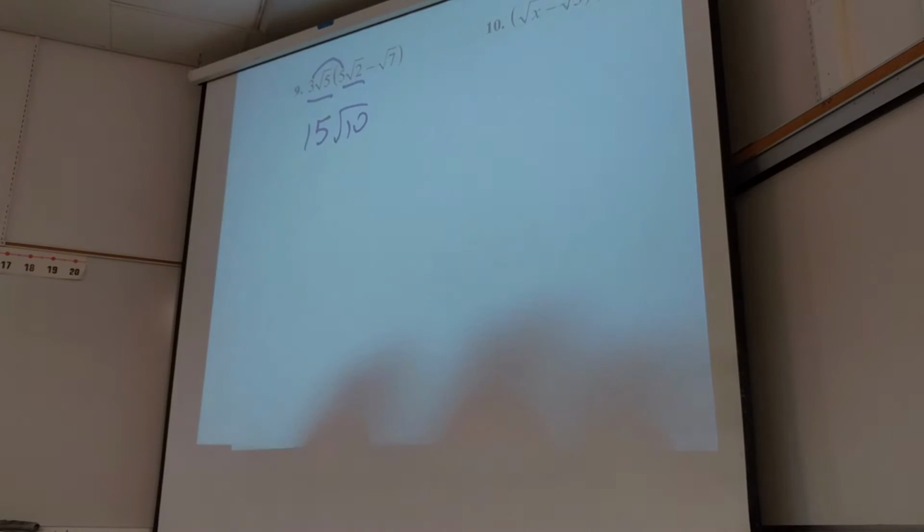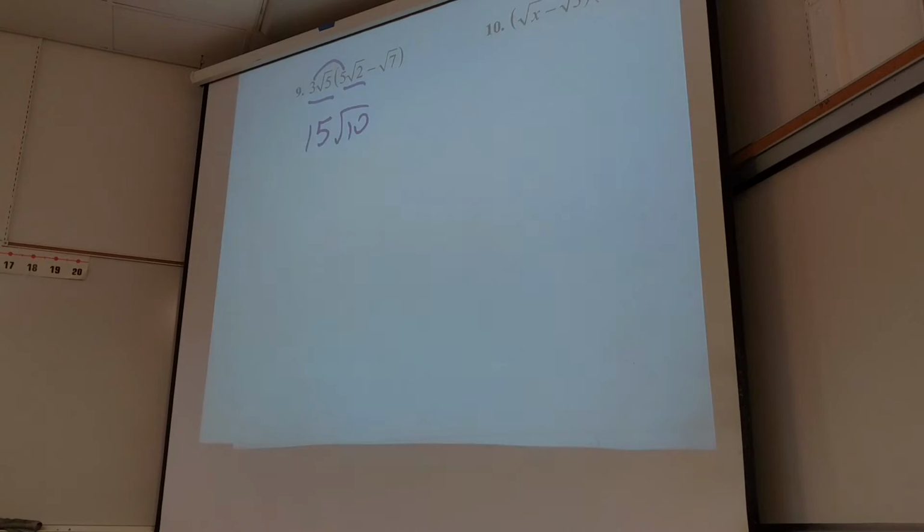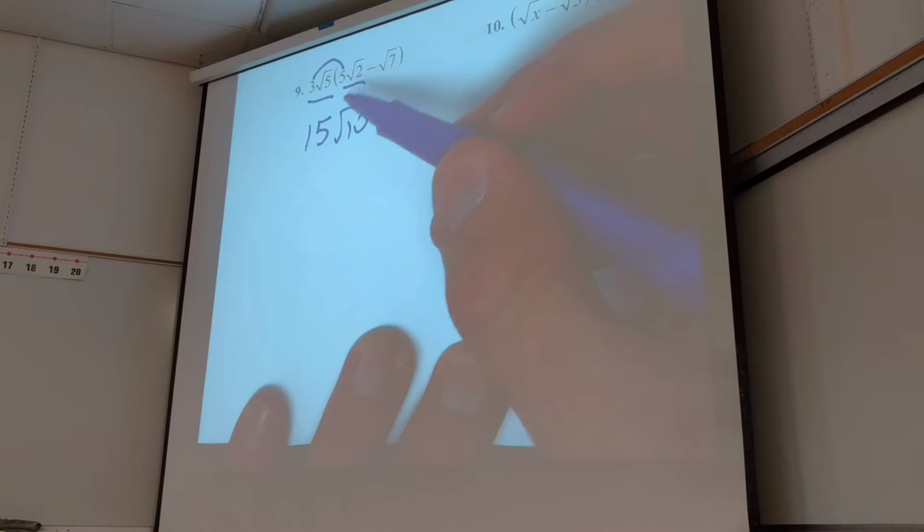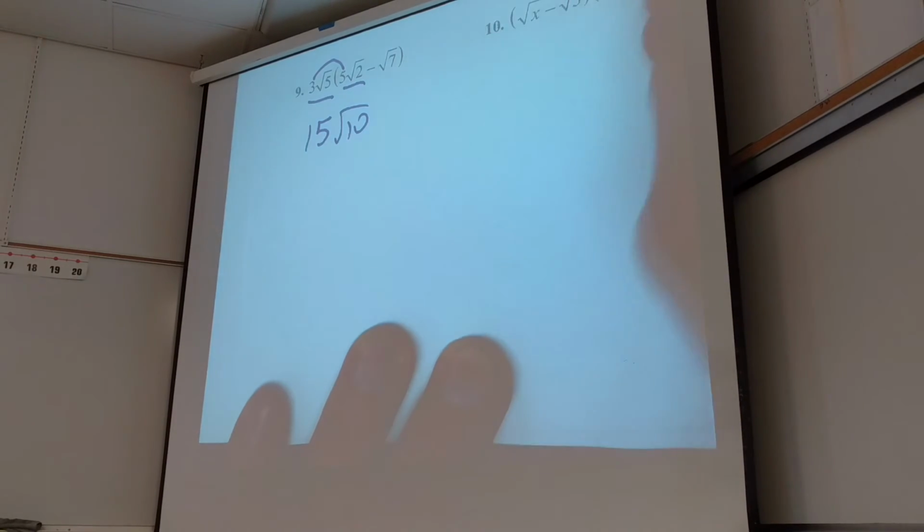So 3 times 5 is 15. What's square root of 5 times square root of 2? Now, I didn't see anybody do this, but does everybody see how that's one term? Right? One term times one term is one term. And sometimes I get people telling me it's 15 plus rad 10. I didn't see that anywhere, so that's good.